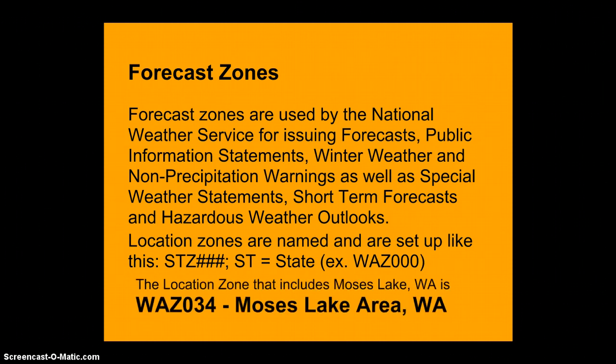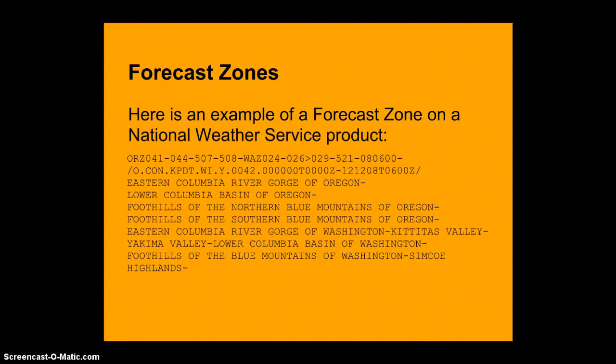So, the forecast zone that we are in right now is Washington Zone 034, Moses Lake area, Washington. This is an example of a zone heading for the wind advisory issued by the National Weather Service in Pendleton today. It's the 42nd wind advisory of the year. It expires at 6 o'clock Zulu tomorrow morning, which is 10 tonight.